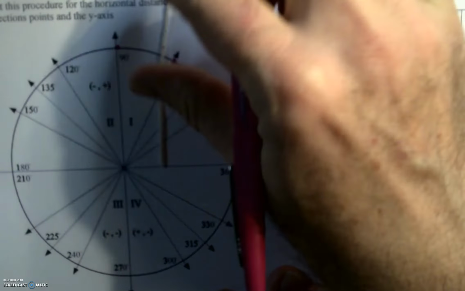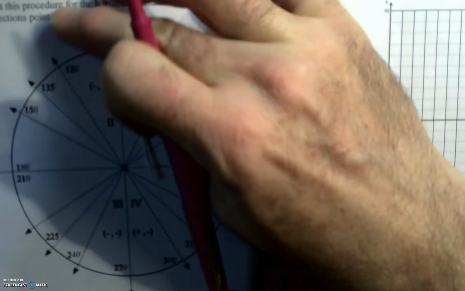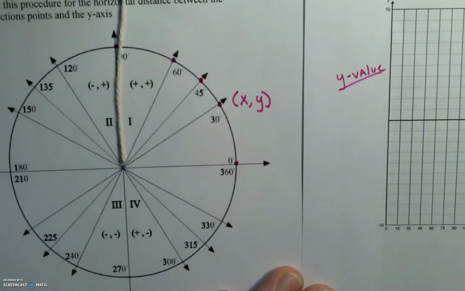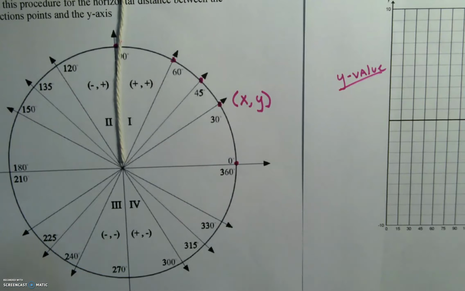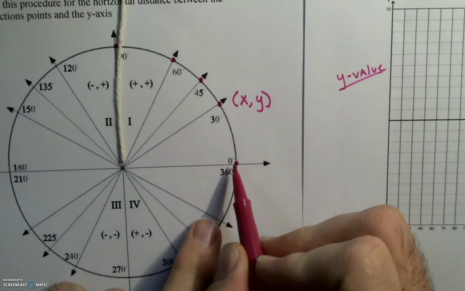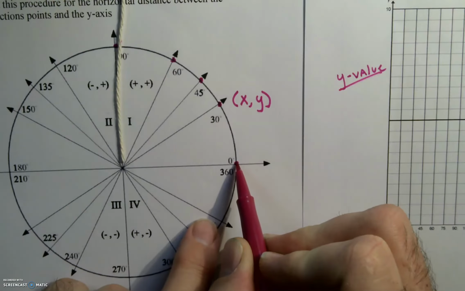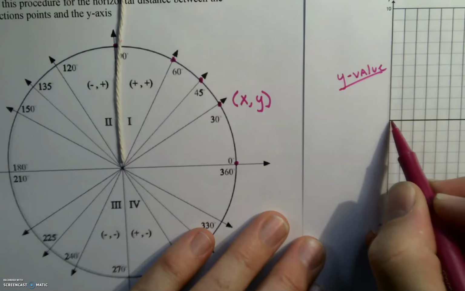Cut a piece of string that's a little bit longer. You can cut a couple pieces if you want, but you don't need a super long one, right? And what you want to do is plot out the y value for every single measurement. So for 0 degrees, the y value for 0 degrees would be 0, right?